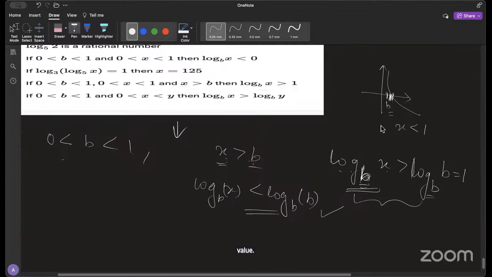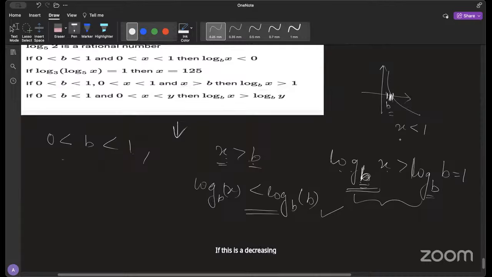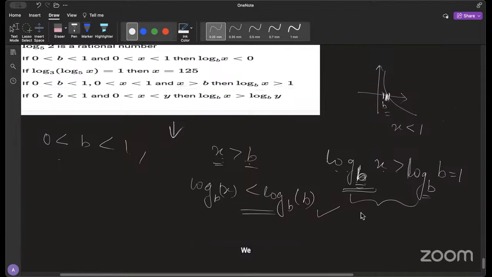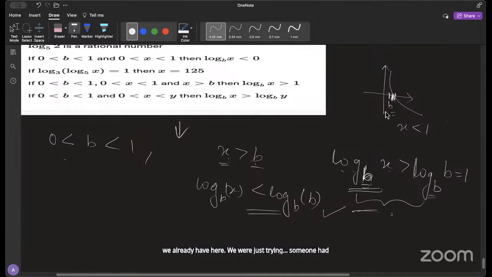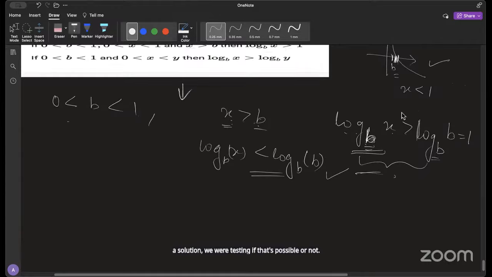Then you will apply, if you're saying it's a decreasing function, then if this is a decreasing function, doesn't mean if your x is less than 1, it's going to mean that your log base b x is also going to be. That's not what decreasing means. How can you conclude this thing from here? Could you please explain this all again? We already have here. We were just trying, someone had to suggest something else as a solution. We were testing if that's possible or not. Doesn't look very plausible to me.